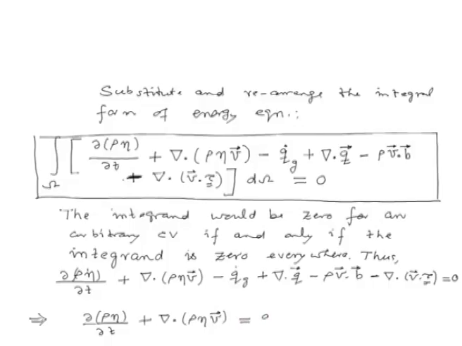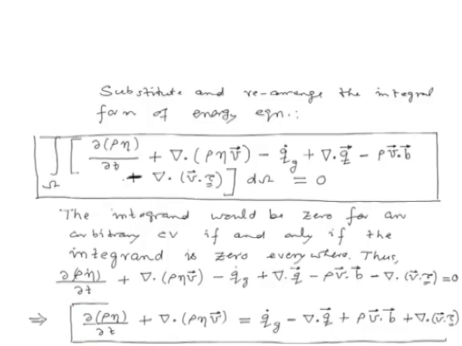Rearrange so that we have terms in specific energy on the left hand side and remaining terms on the right hand side. So del of rho eta over del t plus divergence of rho eta v is equal to qg dot minus divergence of q plus rho v dot b plus divergence of v dot tau.